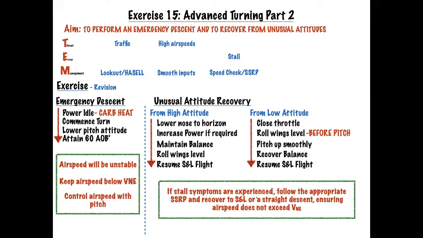Okay. So here's the thing: if stall symptoms are experienced, follow the standard stall recovery procedure, and recover straight and level flight or a straight descent, ensuring that the airspeed does not exceed VNE. And the important thing is, it doesn't matter which bank angle you're at. If you stall, lower the nose, stop the stall horn from going off, recover from the descent, and then turn the wings level. Okay?